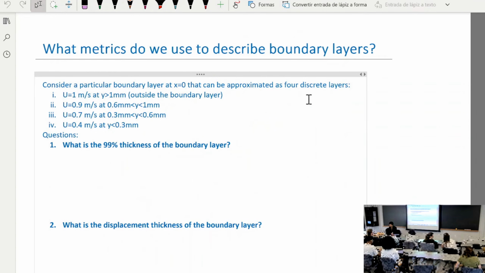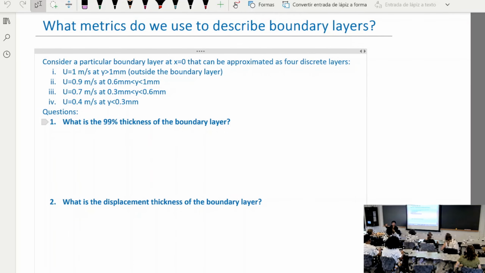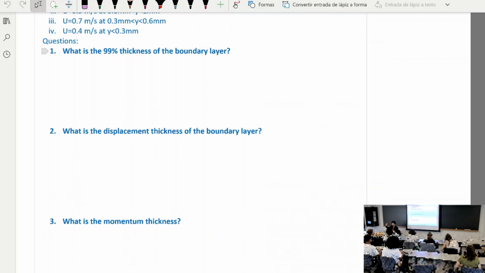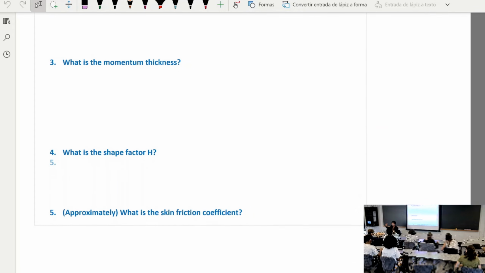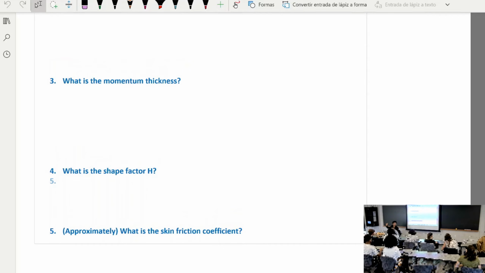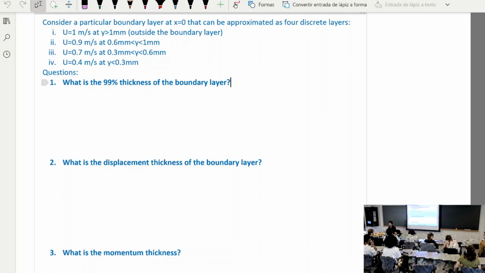Now let's get a little bit more quantitative. Last week, I think Professor Drayler introduced to you the different thicknesses. Do you know what the 99% thickness of a boundary layer is? No? How about displacement thickness? Yes? Okay. Momentum thickness? Yes? Okay. Shape factor? Yes? Okay. Skin friction coefficient, have you looked at this? No? Okay, so let me just explain.